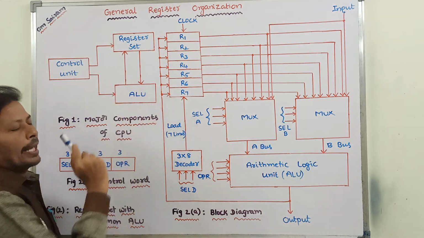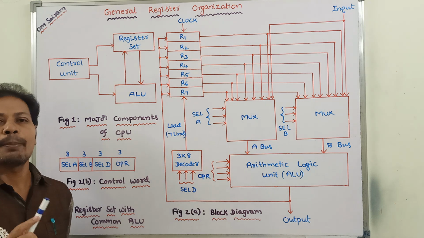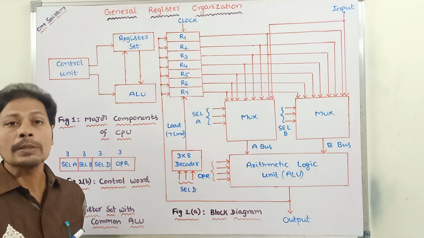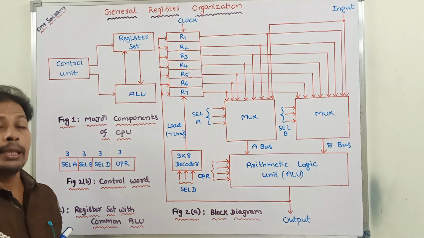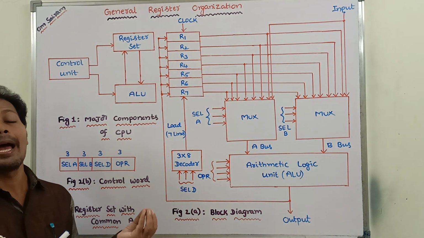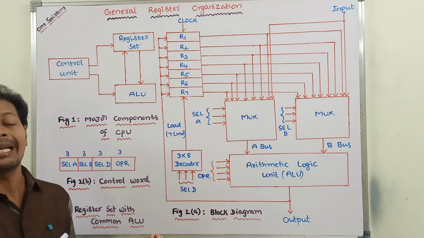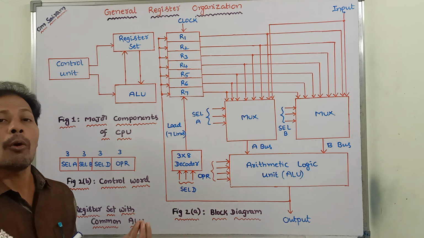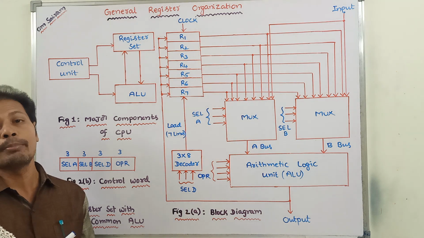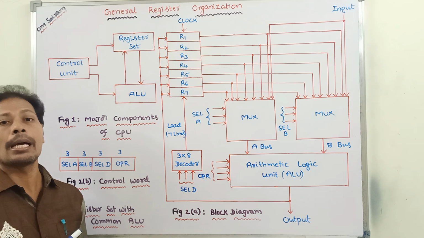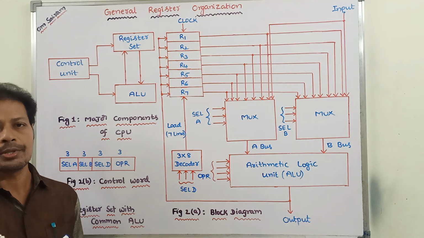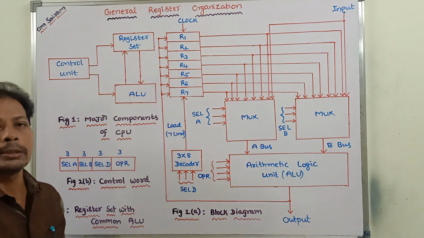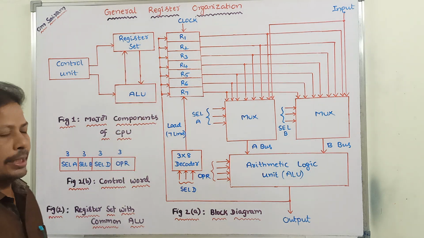Next one is the ALU. The ALU is mainly used for performing arithmetic and logic operations. Arithmetic operations are such as addition, subtraction, multiplication, division, increment, complement, etc. Logical operations are nothing but logical AND, logical OR, and NOT operations. These operations can be performed by the arithmetic and logic unit.